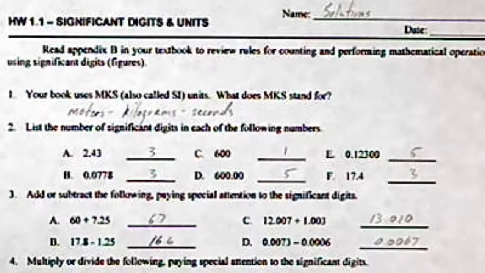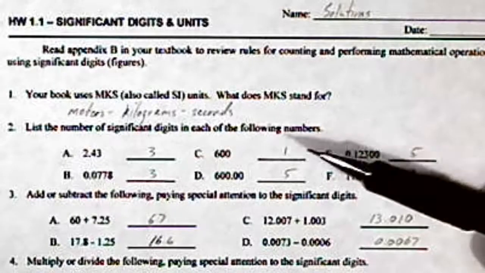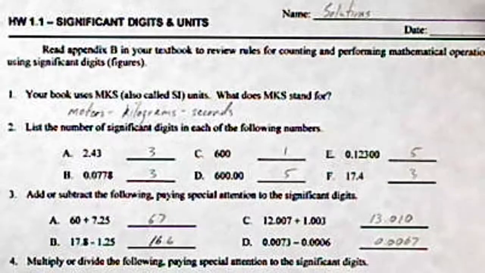The first question, number 1: your book uses MKS units, which are also called SI units. What does MKS stand for? I'm not sure it's actually explicitly written in your book, but this is meters, kilograms, and seconds. Practically every calculation we perform will use some combination of them or units derived from them. But it's important to remember that although grams is the base unit of mass, we don't use that in many calculations, and pretty much figure none unless it explicitly says in grams.